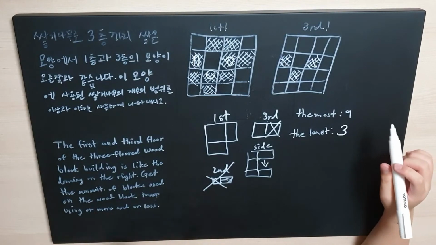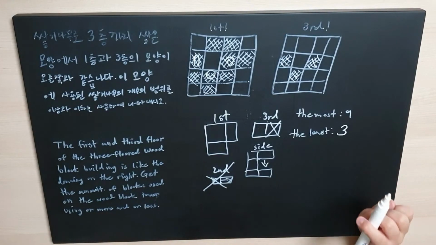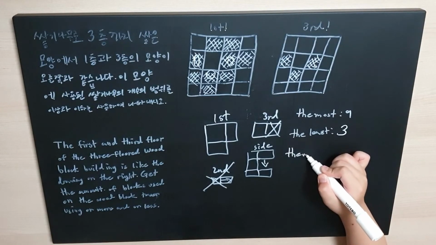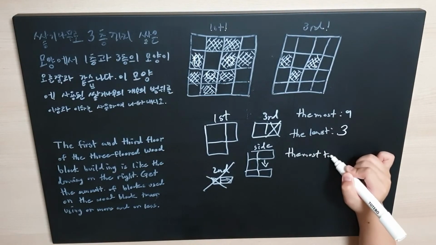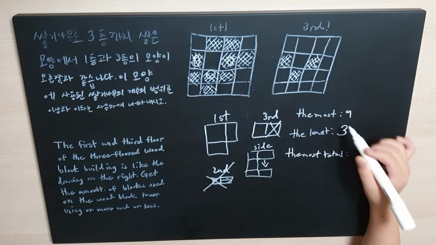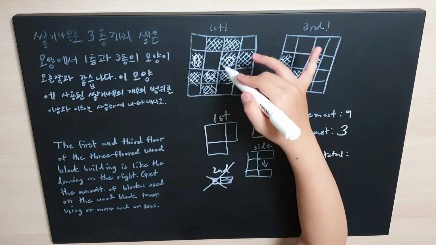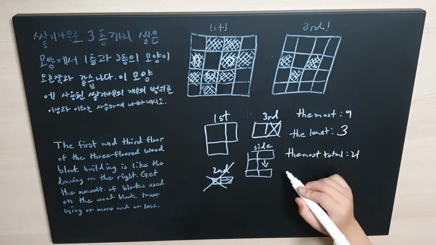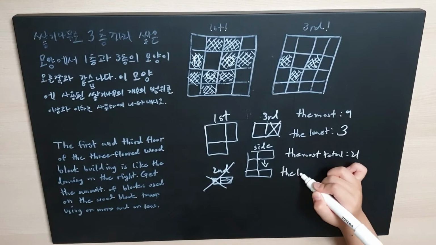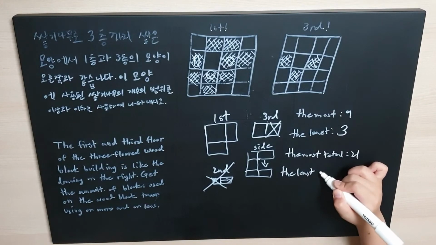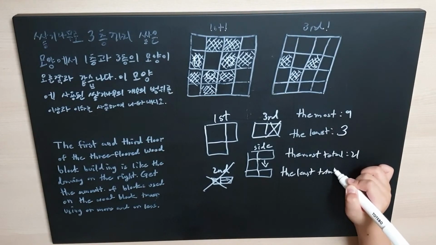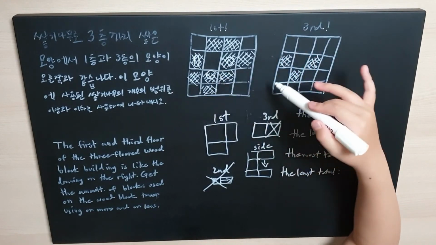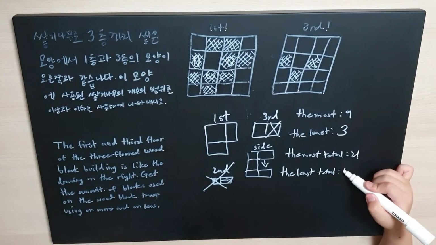So if you try to solve the amounts that were used, the most total is 9 times 2, because the first floor and the second floor look the same. So 18 plus 3, which is 21. And then the least total is 9 plus 3 plus 3, which will make 15.